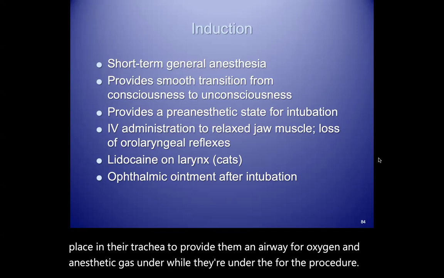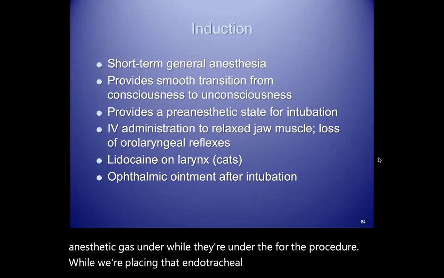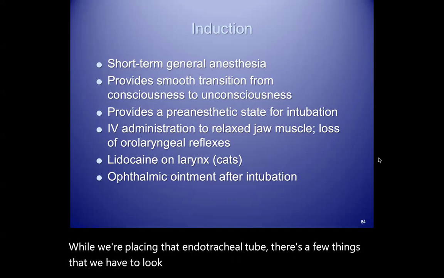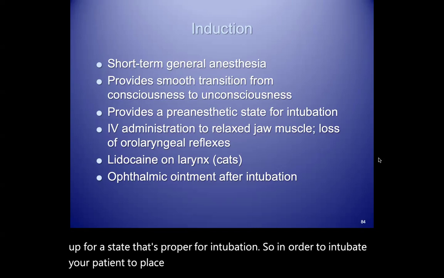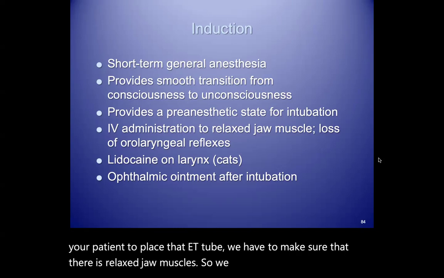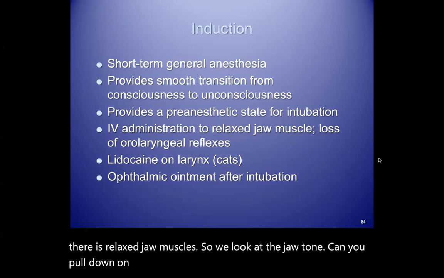While we're placing that endotracheal tube, there's a few things that we have to look for. We give the pre-anesthetic to set them up for a state that's proper for intubation. So, in order to intubate your patient, to place that ET tube, we have to make sure that there's relaxed jaw muscles. So, we look at the jaw tone. Can you pull down on the jaw? Is that relaxed? We also look at the loss of oral laryngeal reflexes.